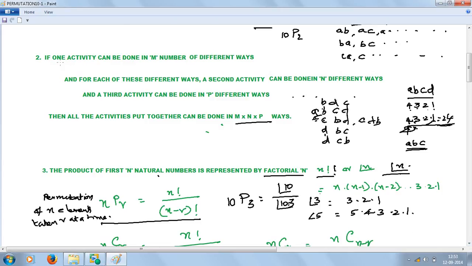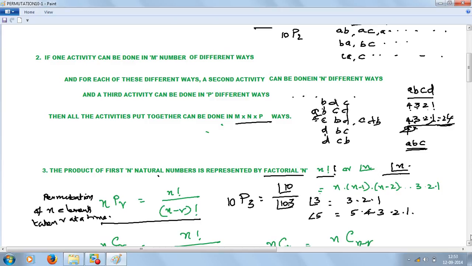So next, our understanding should be: if one activity can be done in m number of different ways, and for each of these, a second activity can be done in n different ways, and for each of these combinations, a third activity can be done in p different ways, then all the three activities put together can be done in m multiplied by n multiplied by p ways.